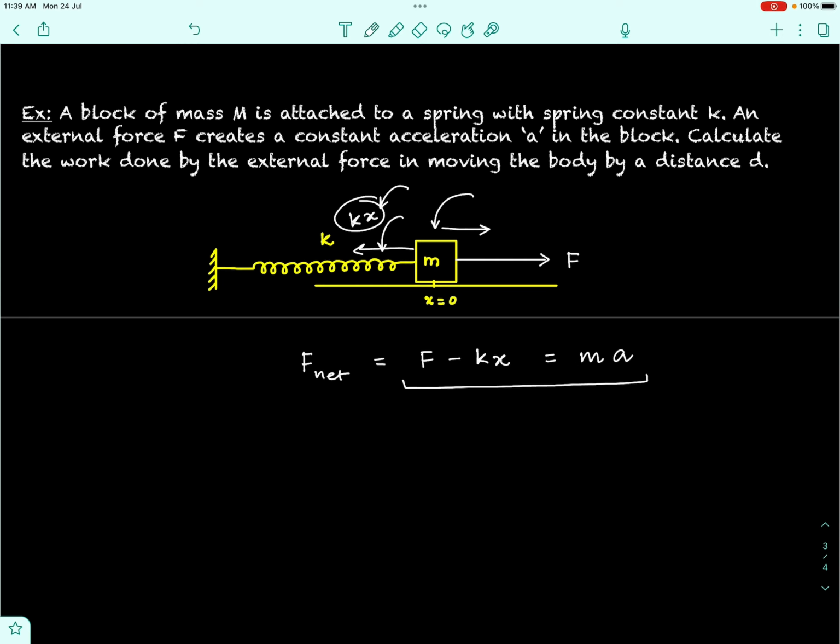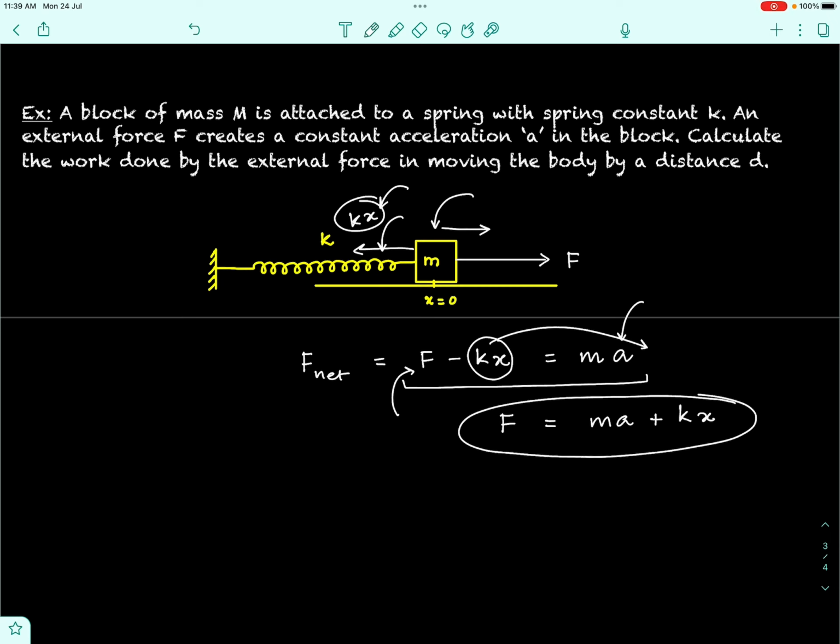Now there is one important aspect mentioned in the question, that the block moves with a constant acceleration A. This A is a constant. What does that tell us about the external force F? It tells us that F is equal to ma plus kx, right? From this equation, if we take this kx factor on the other side, this is what we get, and this is an important piece of information that we are getting.